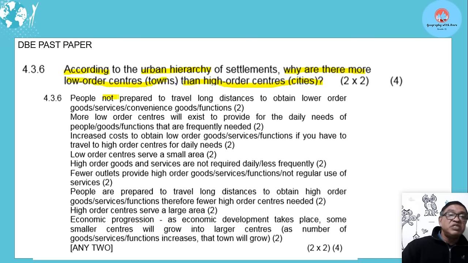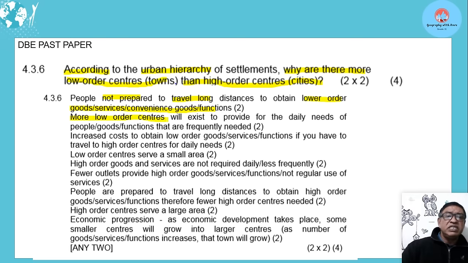People are not prepared to travel long distances to obtain low-order goods. So therefore there's more. Everywhere you have these low order goods. There'll be less high order centers because not all people buy high order goods all the time. So there'll be more low order centers to cater for the population around them. They're not prepared to travel further. So if there was no low order center there, and there was a city selling bread, you're not going to travel 50 kilometers to a city. So there's more low order.